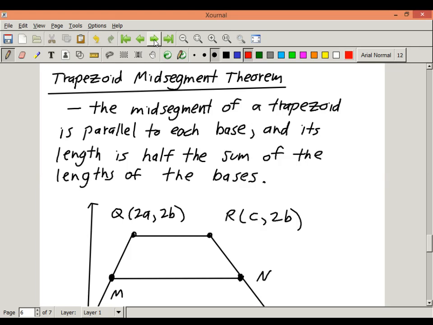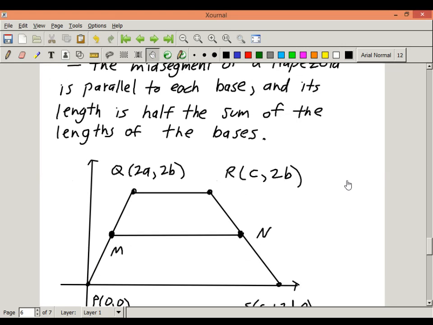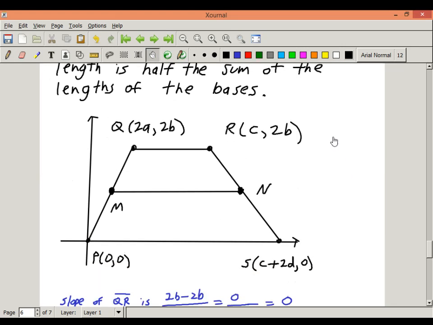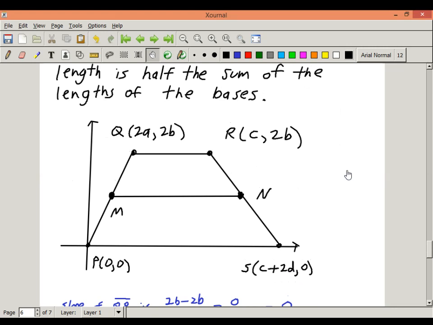So not surprisingly, our new theorem is called the trapezoid mid-segment theorem. And here's a statement of the theorem. What it says is the mid-segment of a trapezoid is parallel to each base, and its length is half the sum of the lengths of the bases. So that's a bit much, but let me draw this into view here, and we'll restate that theorem.